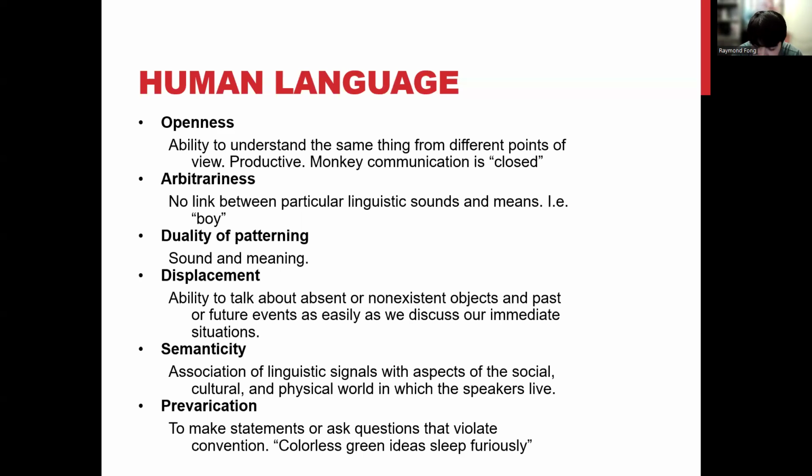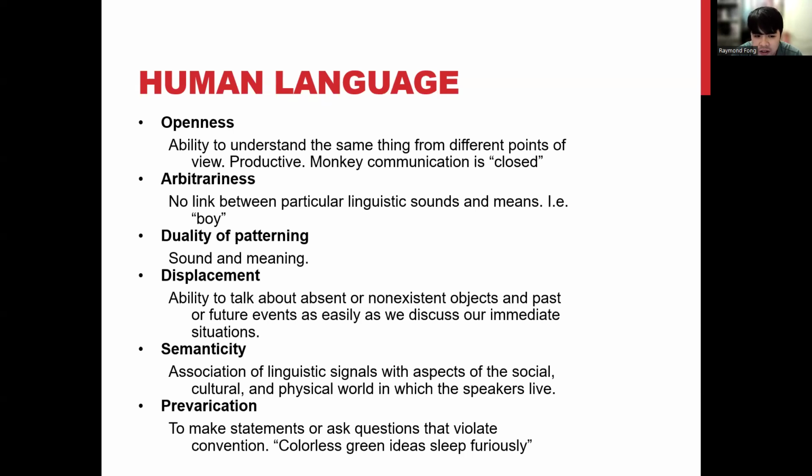Now, again, these elements might be difficult to understand only because we do it so naturally. Obviously, it's part of the way we understand language to begin with. Okay. Now we had this point in the first slide as well. Arbitrariness. For those who don't know, arbitrary just means random. And so what this is talking about is that there's no link between particular linguistic sounds and the meaning.